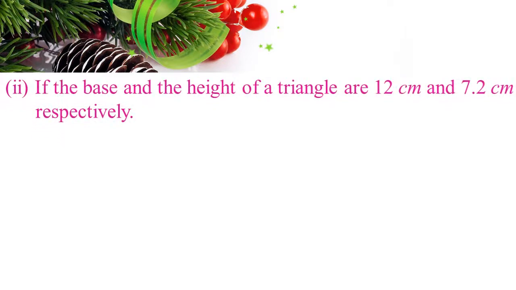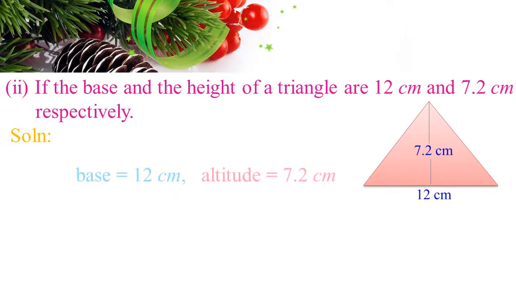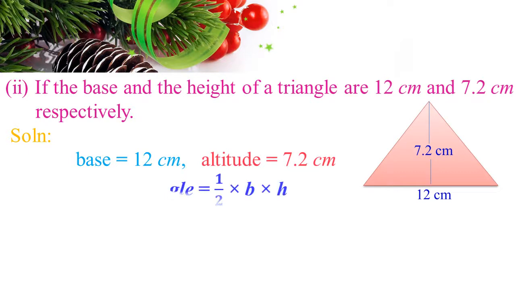Let's see the second problem. If the base and the height of the triangle are 12 cm and 7.2 cm respectively, let us find the solution. Let's find the area of the triangle. Look at the picture. Base 12 cm, height 7.2 cm. Here given the base and altitude. Area of the triangle equal to half BH.